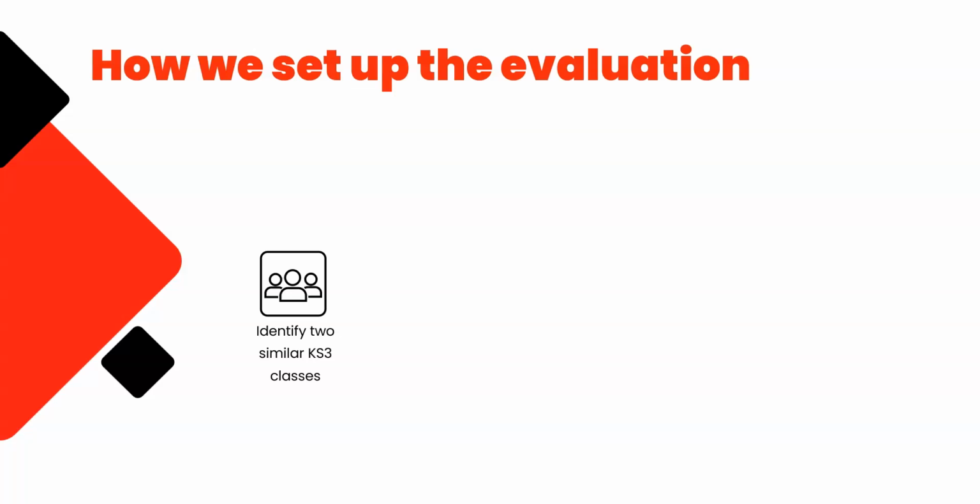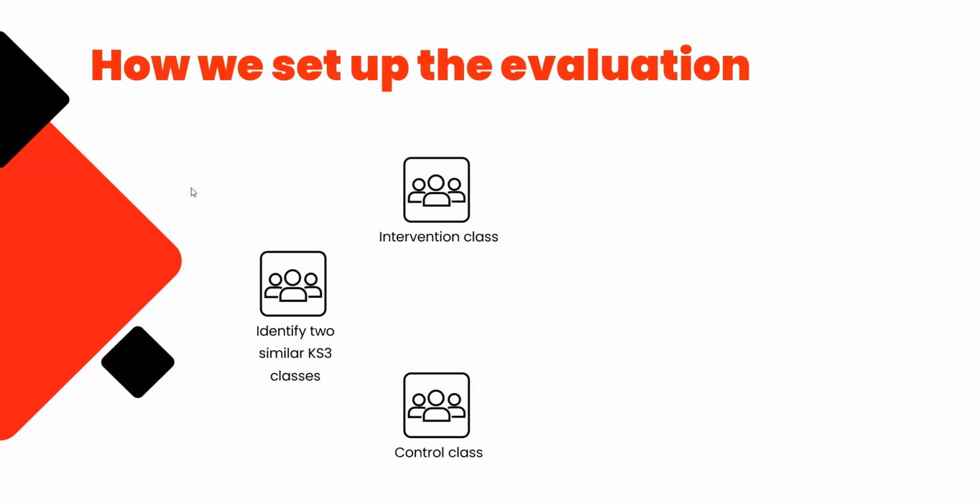So the first thing you need to do is identify 2 similar ability Key Stage 3 classes in the subject that you're teaching. Then using the What Worked trial wizard, you put your trial start dates in, and then it asks you for the name of the 2 classes that you're going to have. So you'll put the 2 class names in, and it will then allocate these into the intervention or the control. So the intervention group will use the strategy and the control group will not.